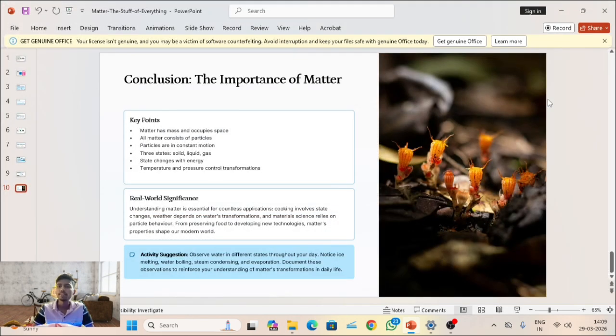So today we have discussed various states of matter and their properties. Hope you have understood the topic. Thank you very much.